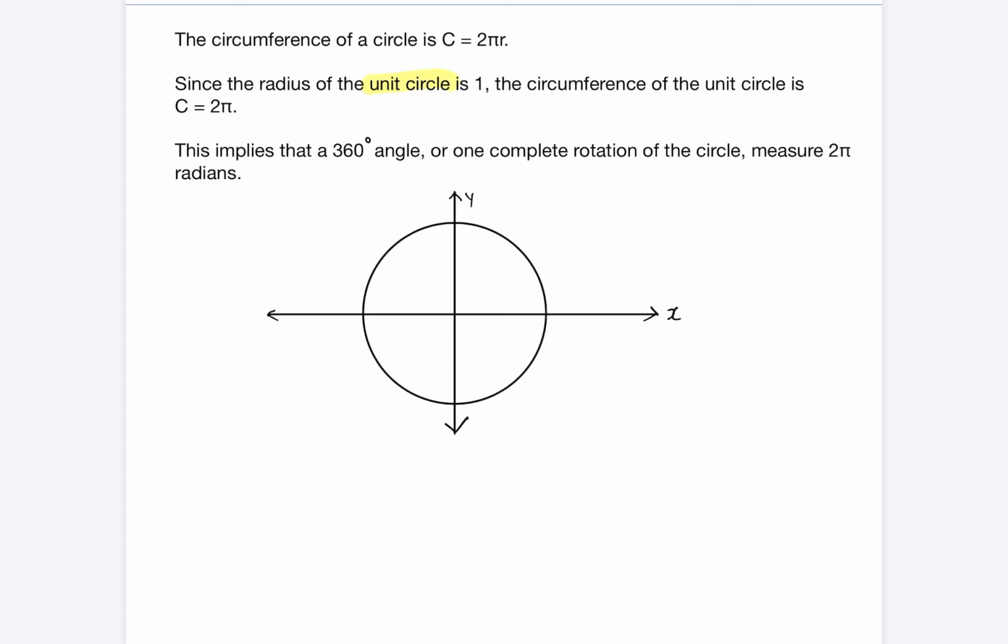So I've already explained this. The circumference of a circle, as I mentioned, is 2 pi r. Within the unit circle, we know that it is 2 pi. And so what that means is when we have a full rotation, that is 2 pi. Okay, one complete rotation is 2 pi. And then half a rotation is pi. And then a quarter rotation is pi over 2. And then 1/8 of a rotation will be pi over 4.